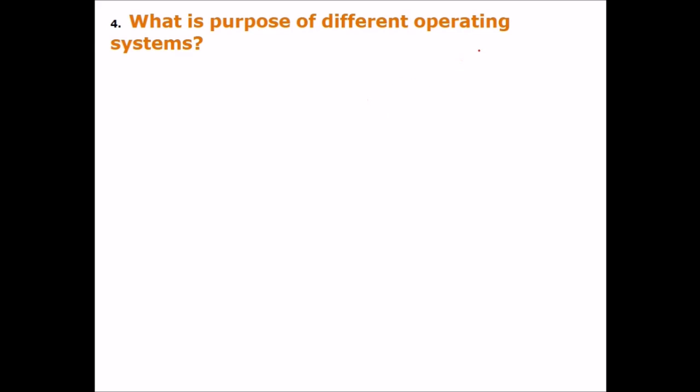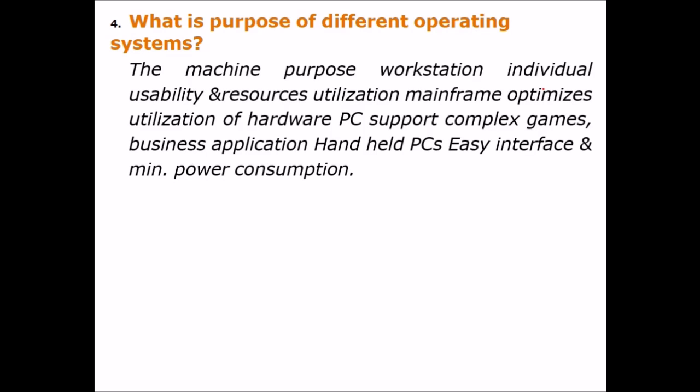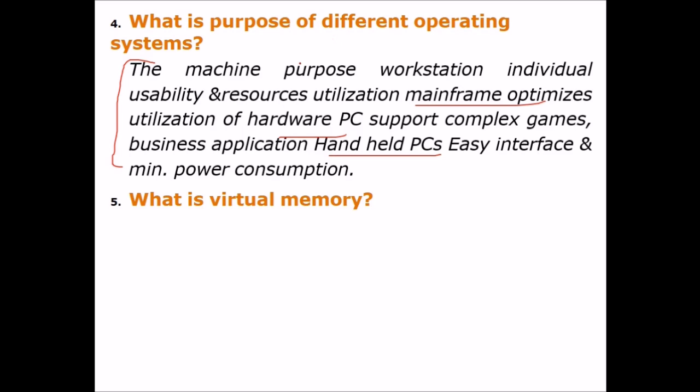What is the purpose of different operating systems? Why can't we have a single operating system? The machine purposes differ: workstation for individual usability and resource utilization, mainframe optimizes utilization of hardware, PC supports complex programs and business applications, and handheld PC needs an easy interface and minimum power consumption. All these are different requirements for different operating systems.